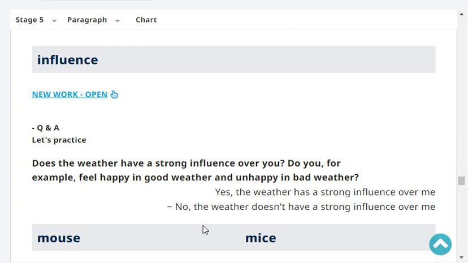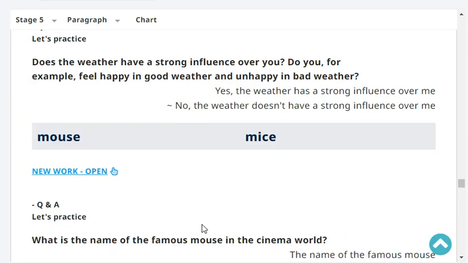Does the weather have a strong influence over you? Do you, for example, feel happy in good weather and unhappy in bad weather? Yes or no? Yes, the weather has a strong influence over me. I feel happy in good weather and unhappy in bad weather. Very good.